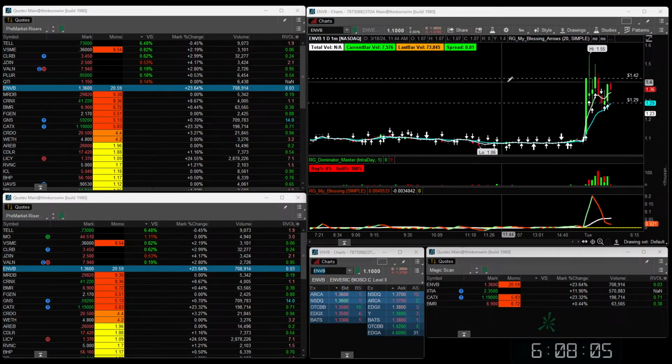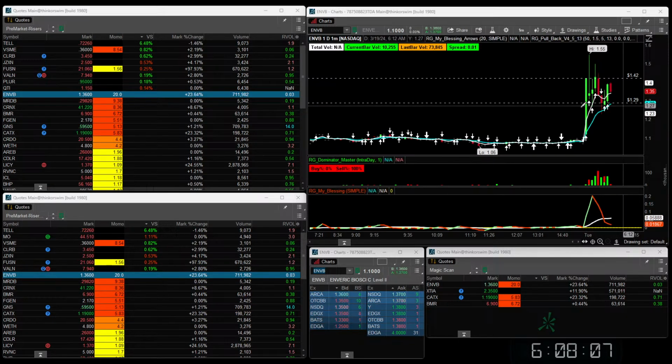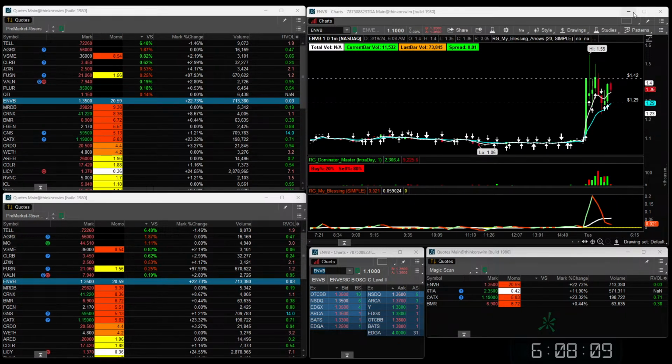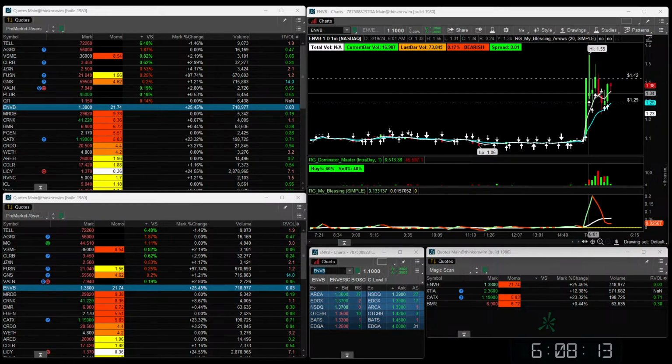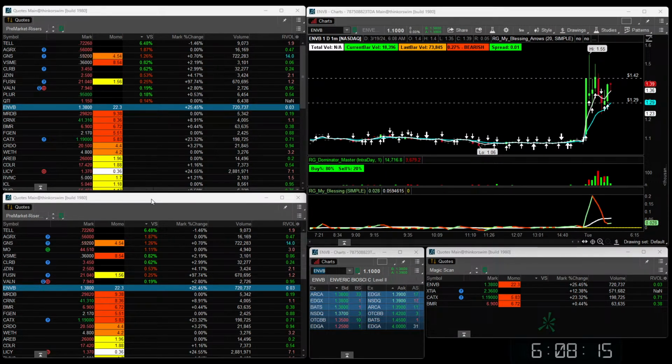Normally when we do this, you get that immediate pullback, and as soon as we hit the support level, they usually shoot through the roof. So that's what we're looking for. This one's kind of sluggish. Not enough buyers and sellers involved.